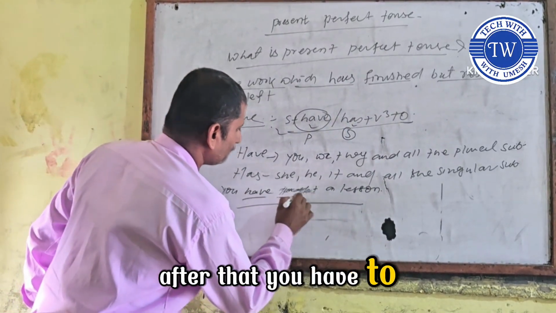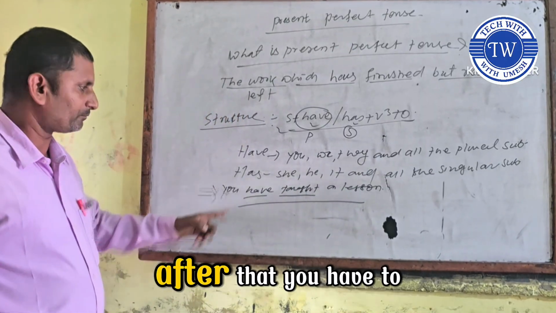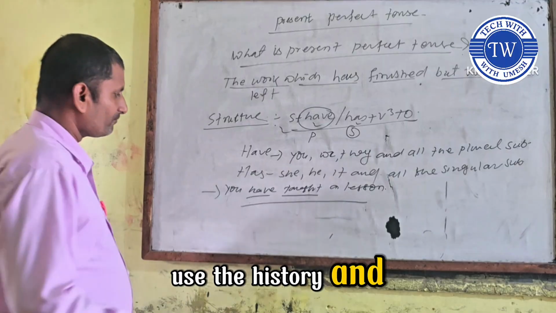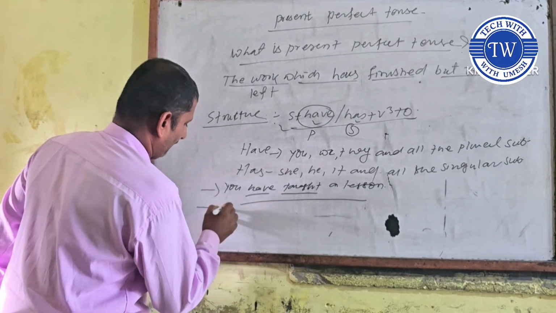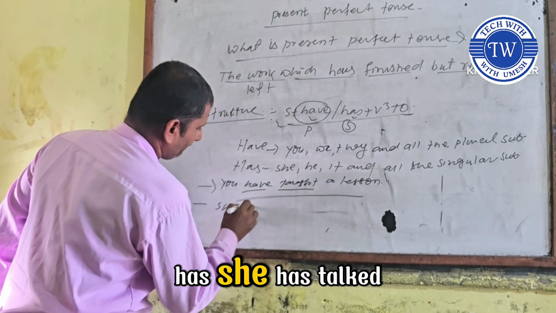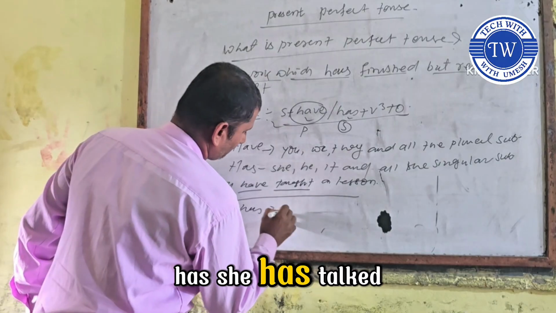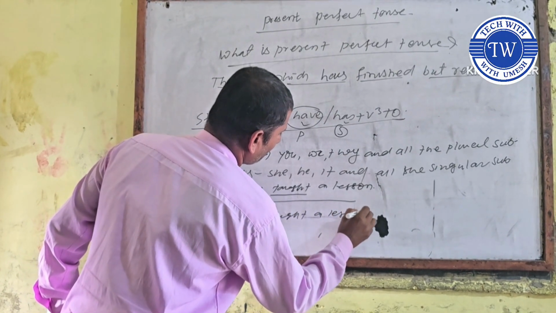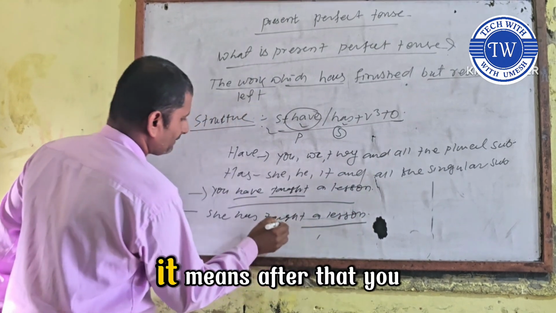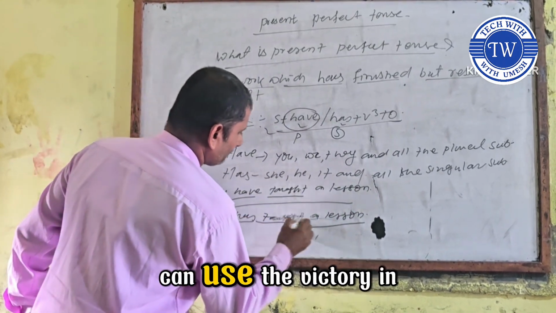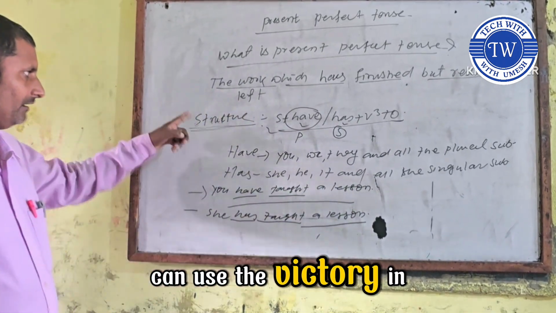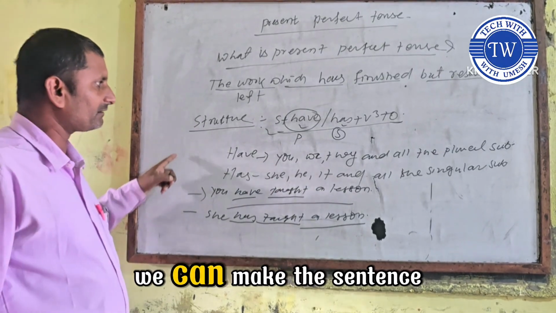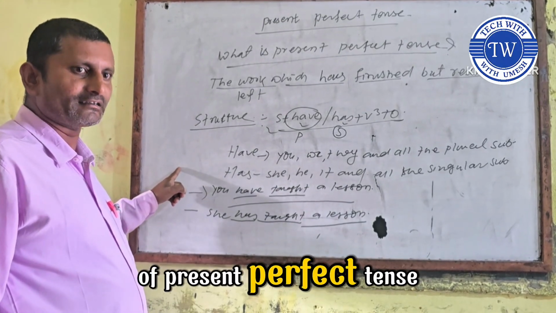After have, you have to use be3. And with has: she has taught a lesson. It means after has, you can use be3. In this way, we can make sentences of present perfect tense.